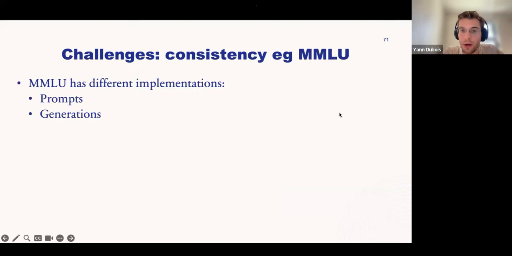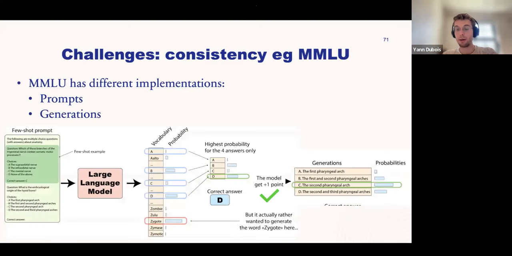To give you a very concrete example of consistency challenges, we talked about MMLU. MMLU actually has different implementations, in the sense that people use different prompts and different ways of evaluating the generations, and you end up with very different scores. I told you before, MMLU is this multiple choice question set. You have the LM choose the most likely answer. But what does it mean to choose the most likely answer? As I told you before, one thing you could do is just look at the likelihood of all potential answers and say which one is the most likely.